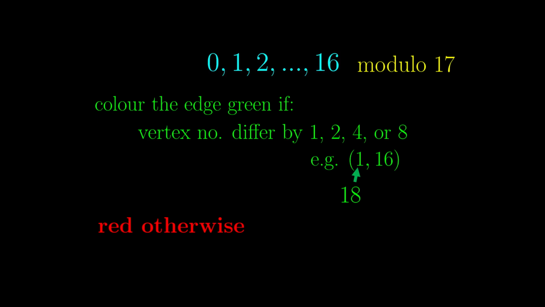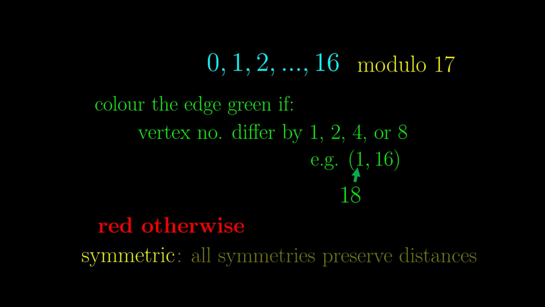This is a very symmetric construction because all symmetries, including both rotation and reflection, preserve distances. So if the edge is colored green, it will also be colored green after the symmetry because the color scheme only depends on distances. But why does this construction work?